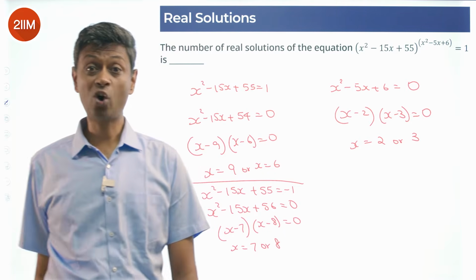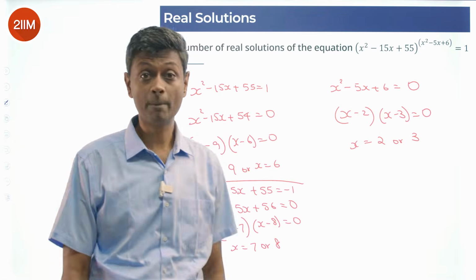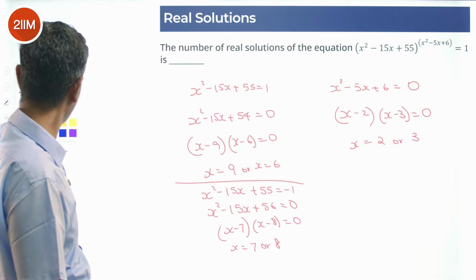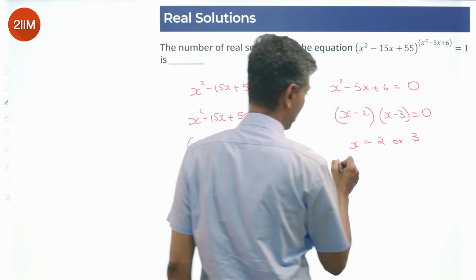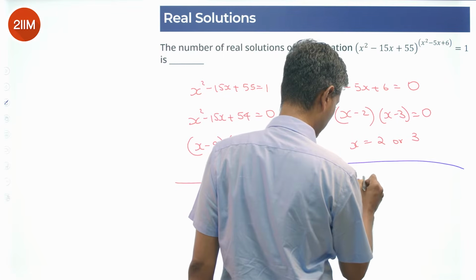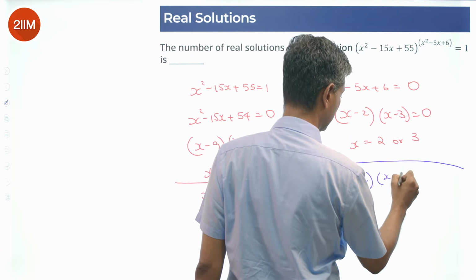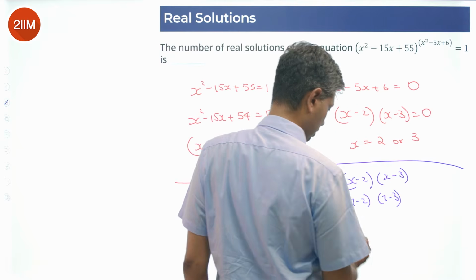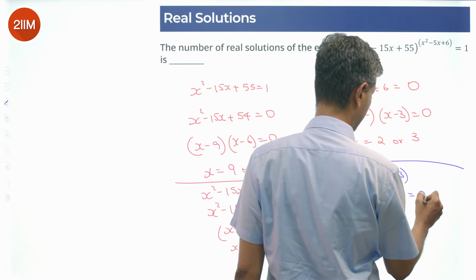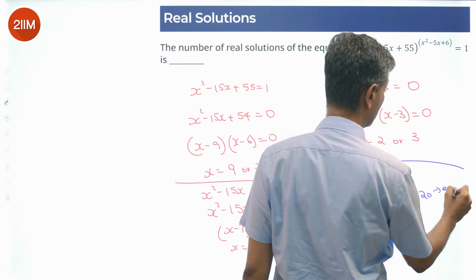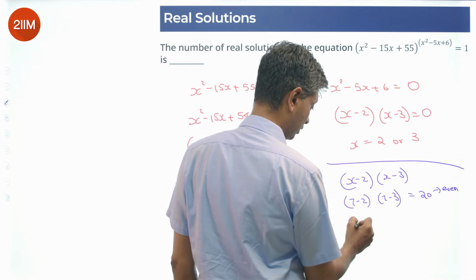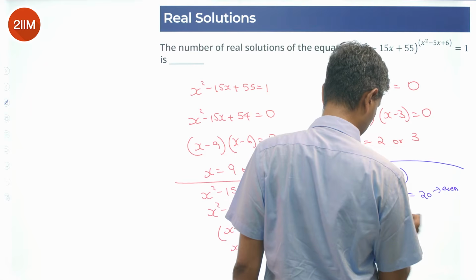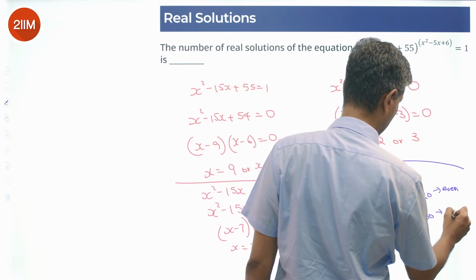If x were 7 or 8, then that base becomes minus 1. Now comes the interesting part. When x is 7 or 8, what happens to the power? X minus 2 into x minus 3. Let's do 7 minus 2 into 7 minus 3: 5 into 4, 20, even number. That works. If we put 8 minus 2 into 8 minus 3, 6 into 5, 30, even number.